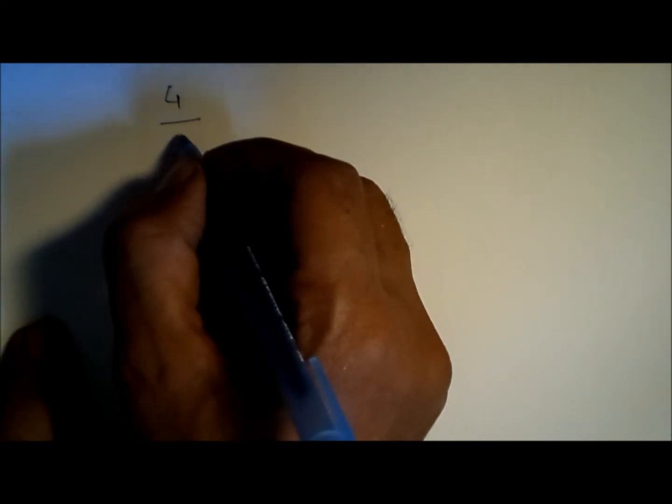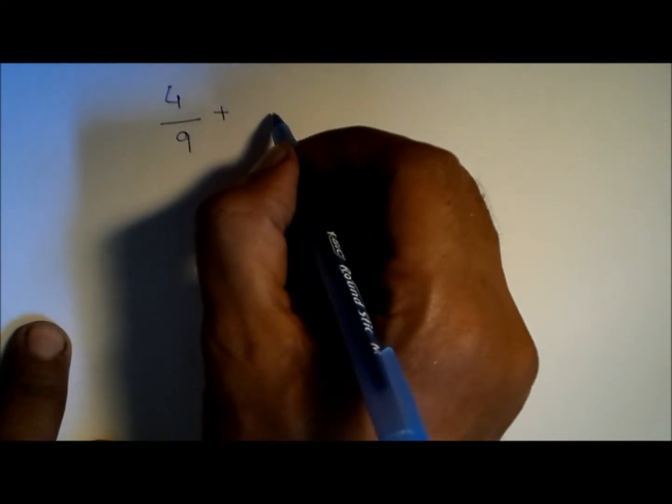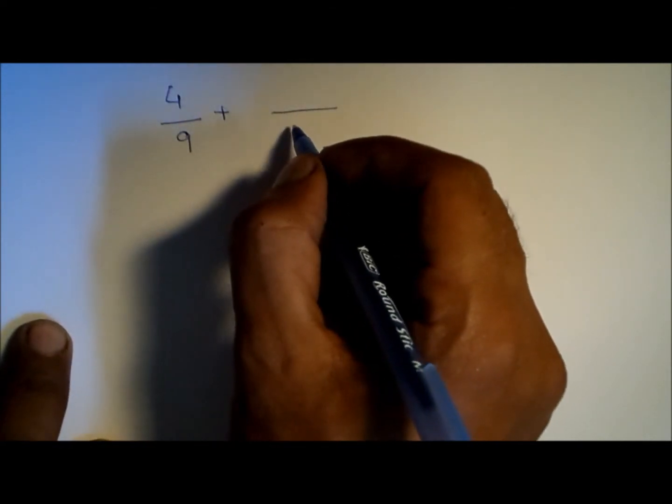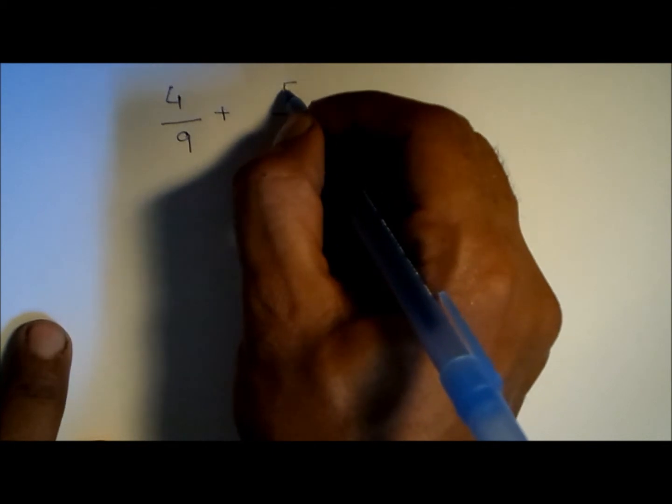In some cases, you will be required to do the fraction addition and also simplify it. For example, 4 by 9 plus, let's say, 5 by 6.